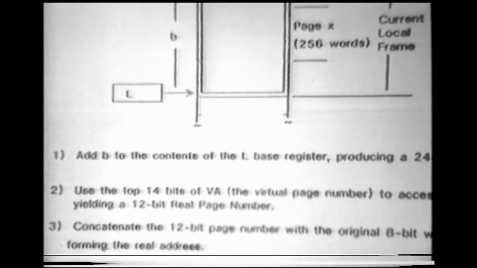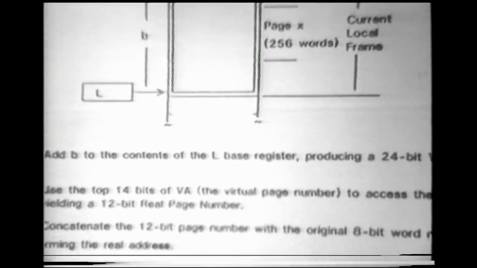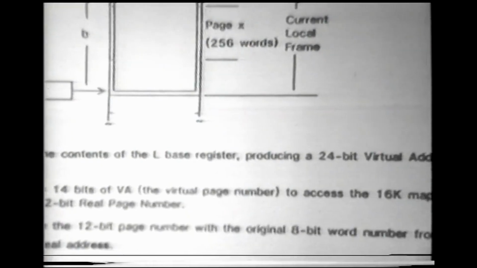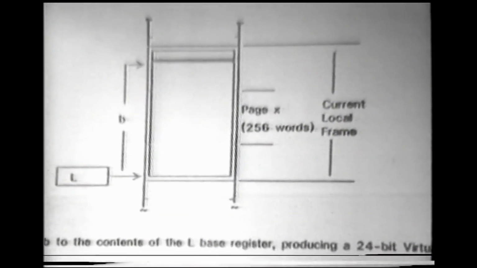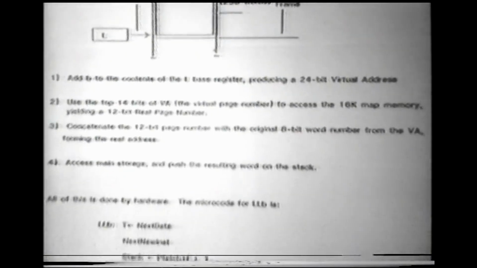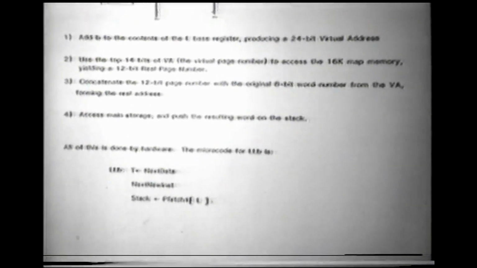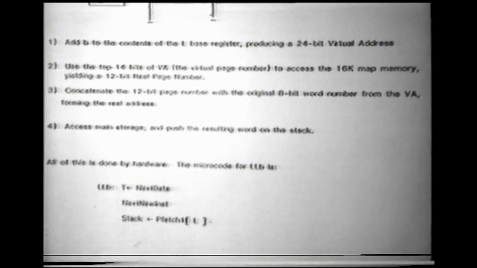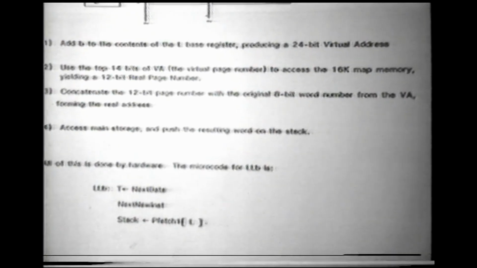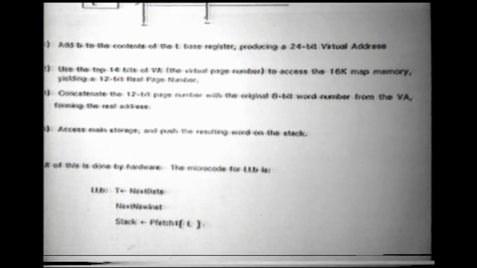What load local byte says is pick up that 16-bit word from the memory location, which is B locations beyond the L register. And that's done in 4 logical steps. First, you must add B to the contents of the base register, which holds L. That B is an 8-bit quantity. The base register is a 24-bit quantity, which changes whenever the L register changes. And that produces the 24-bit virtual address.